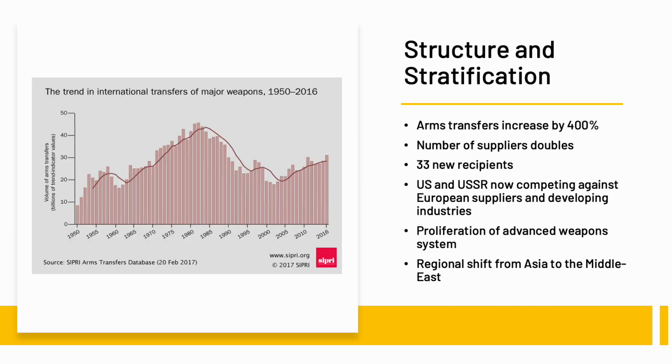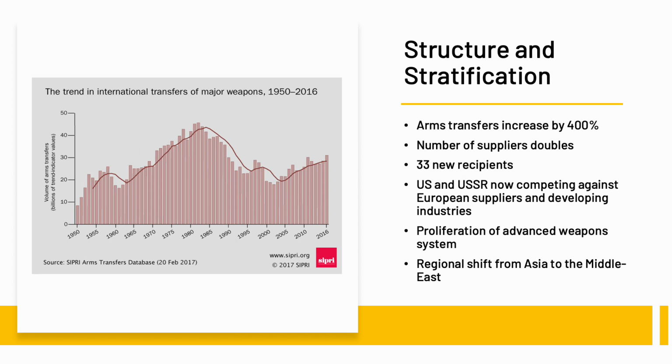Now let's go ahead and look at the structure and stratification during this particular period. The biggest thing that you need to understand is that arms transfers have increased by 400% during this period. The number of new suppliers has doubled, and there are 33 new recipients.